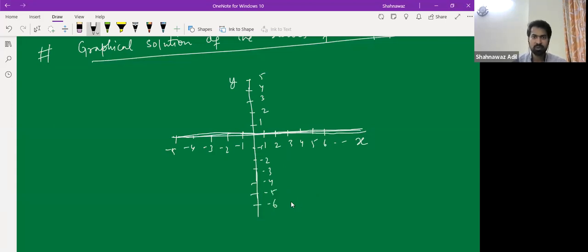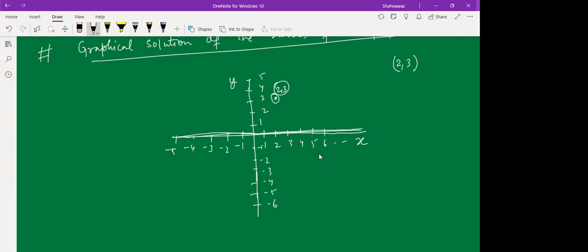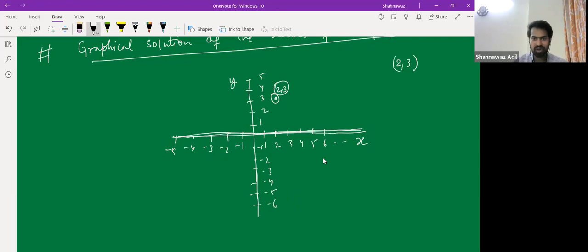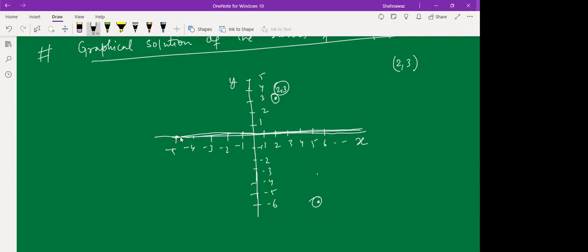So if I want to represent the point 2, 3, this will lie in here. This is 2 and this is 3. So this is the point 2 comma 3, right? And if I want to denote, let's say, 5 comma minus 6, this would be in here, right? But what is the coordinate of this point? Can you tell me? The coordinate of this point.